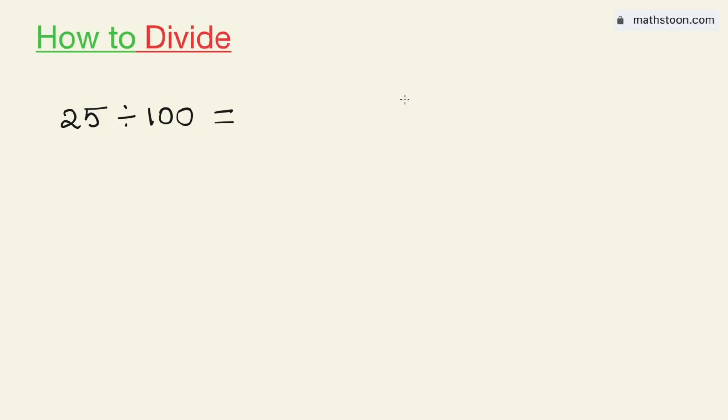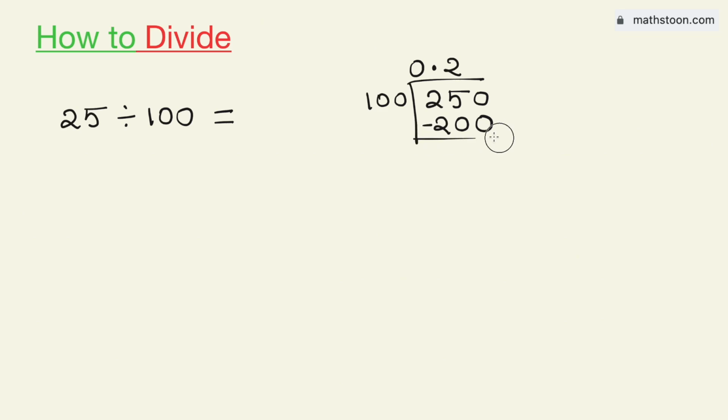In this video, let us learn how to divide the number 25 by 100 using the long division method. See that 25 is less than 100. That is why we will consider putting a decimal here so that we can borrow 1 0. We know that 100 times 2 is 200. Subtract, we get 50.